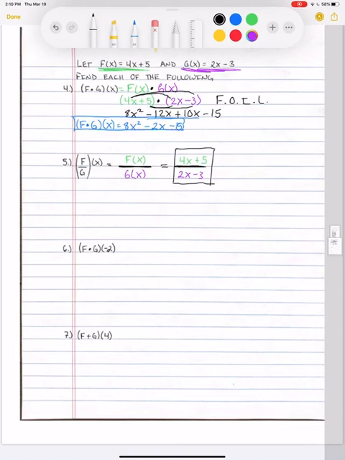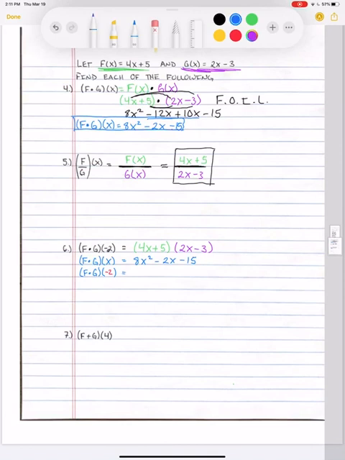Okay, so I have f of x is 4x plus 5. G of x is 2x minus 3, and I'm being asked to multiply. Guys, we already did this, right? In example 1, we figured out that f times g of x was equal to 8x squared minus 2x minus 15. Now what we need to do is take f times g of x, but instead of x, we're plugging in that -2. Okay, so this is where we're at.